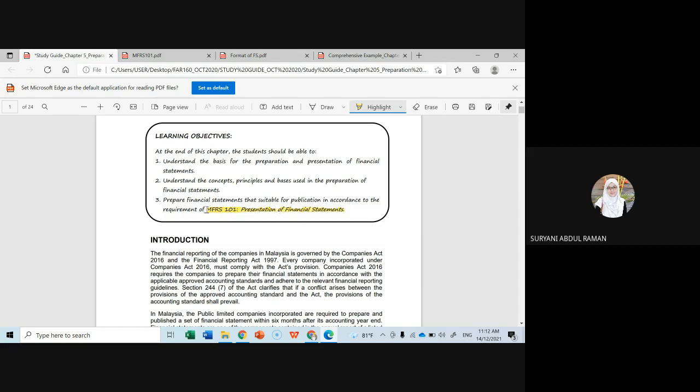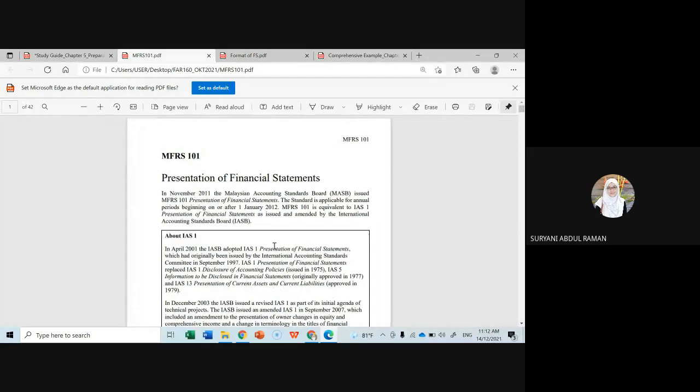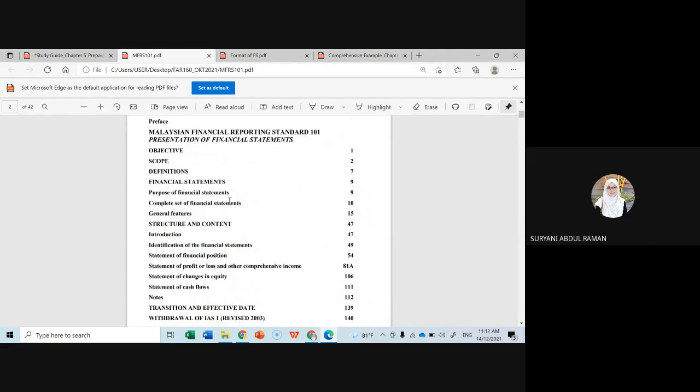MFRS stands for what? Malaysian Financial Reporting Standard. And the code is 101. The 101 represents the scope related to presentation of financial statements. So let me show you how the MFRS looks. It's just like notes here, as you can see. It's a guideline, detailed notes on how companies need to prepare their financial statements. There are a few pages, the introduction part, and these are the contents of MFRS 101.